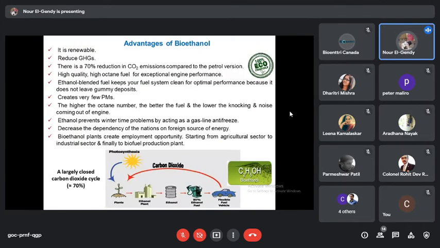Compared to petrol diesel, the advantages of bioethanol are the same as those of biodiesel, but it reduces approximately 70% of the emitted carbon dioxide. More of the advantages is its higher octane number than the conventional petrol gasoline. The higher the octane, the lower the knocking and noise coming out of the engine. But one of its drawbacks is that its calorific value is lower than that of the conventional gasoline.